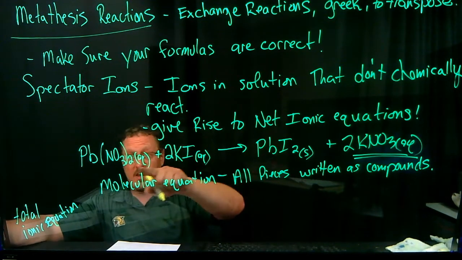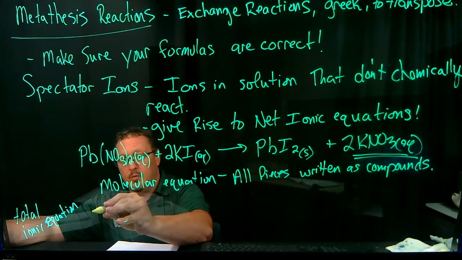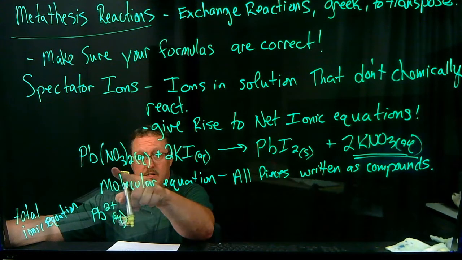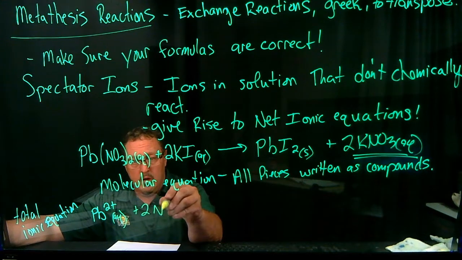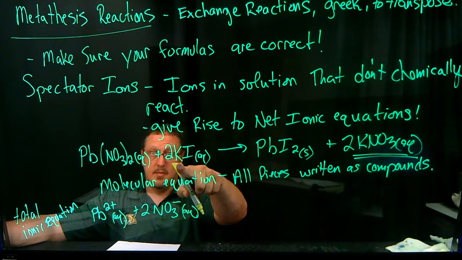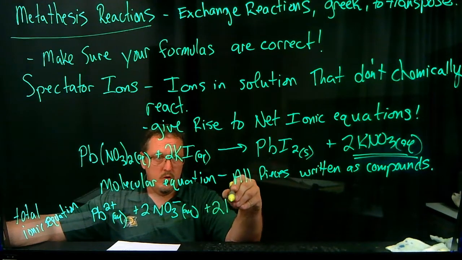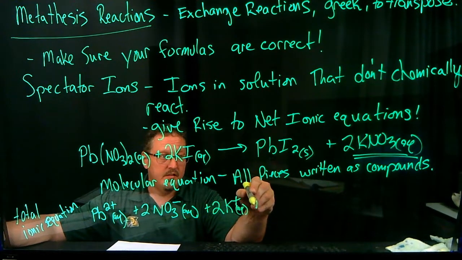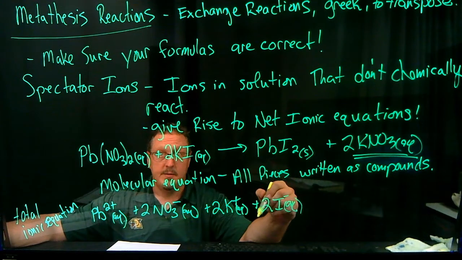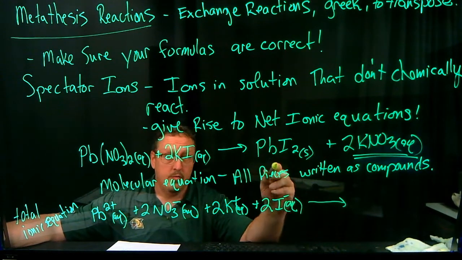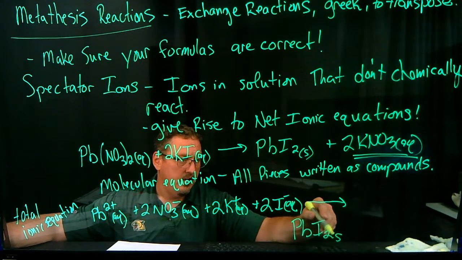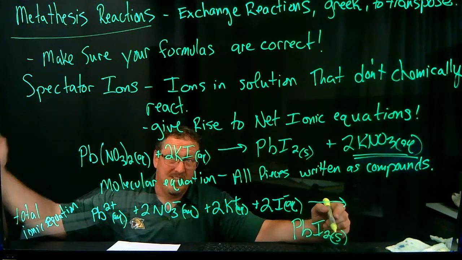And so in this case, lead nitrate is going to break apart into Pb2+ in the aqueous phase. My nitrates are going to break apart into 2NO3 with a minus charge, also in the aqueous phase. My potassium iodide is going to break apart into 2K+ in the aqueous phase, and my iodine is going to be 2I minus in the aqueous phase. All of that stuff together is going to yield what's over here. So we're going to have lead iodide, PbI2, as a solid. Now that doesn't break apart because it's an insoluble solid. It's going to sink to the bottom of the container.